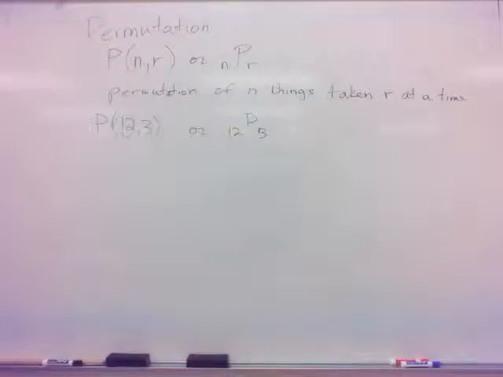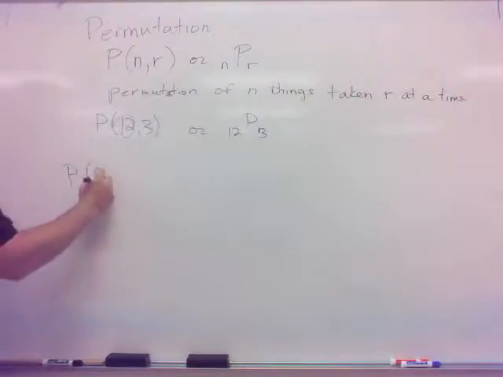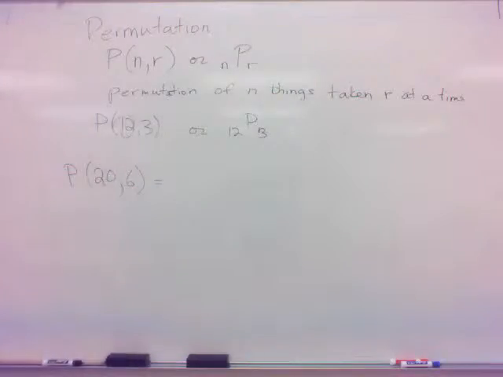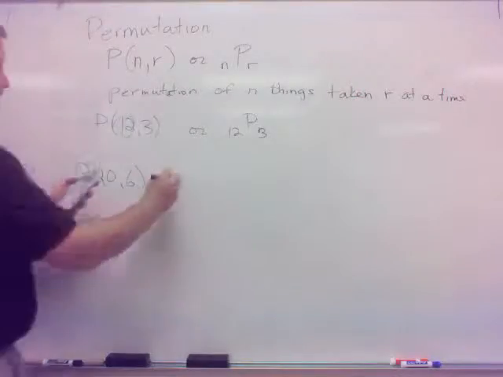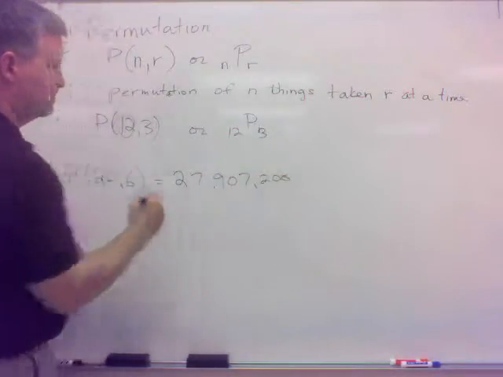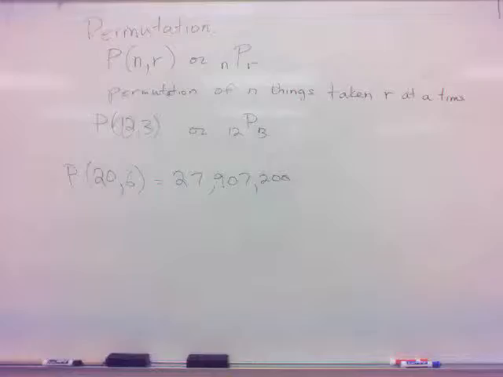All right, let's see if we've got the notation here. 20P6. First of all, enter it on the calculator and see what you get. 20, then hit the nPr button, and then 6. What do you get? A big number: 27,907,200. Everybody get that?